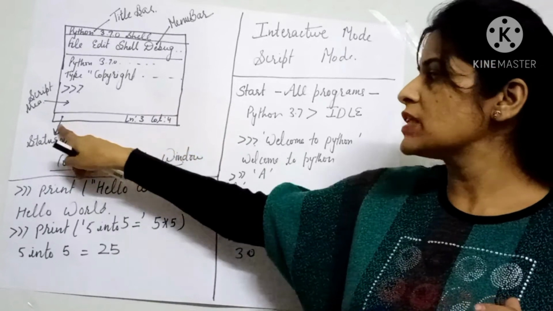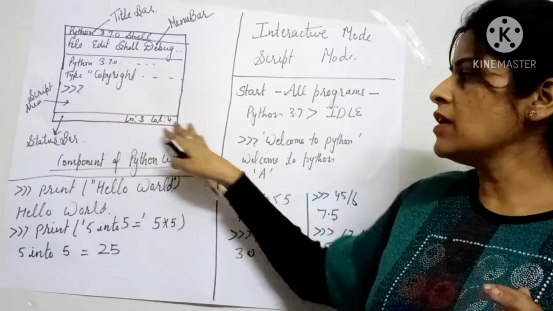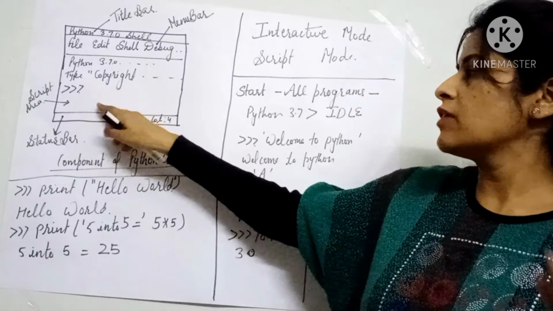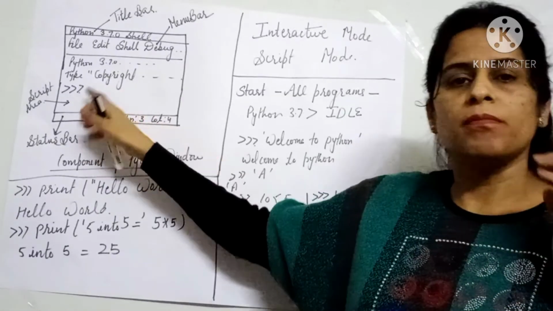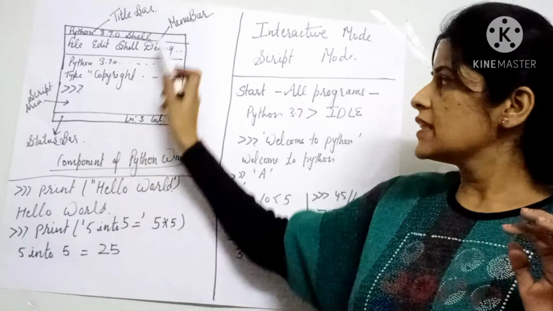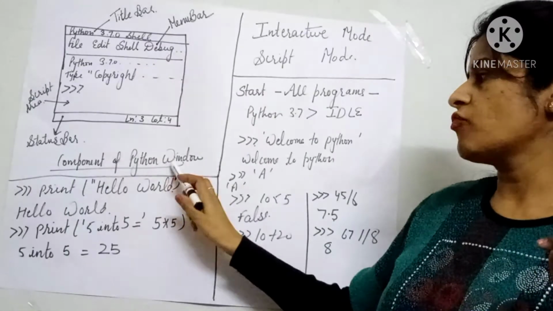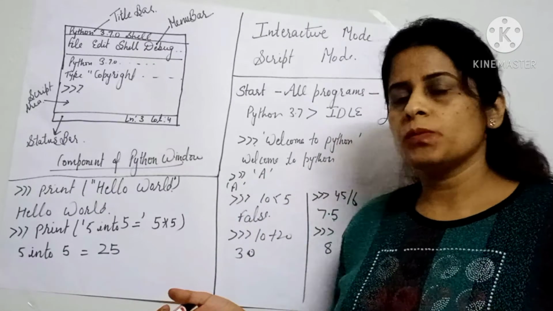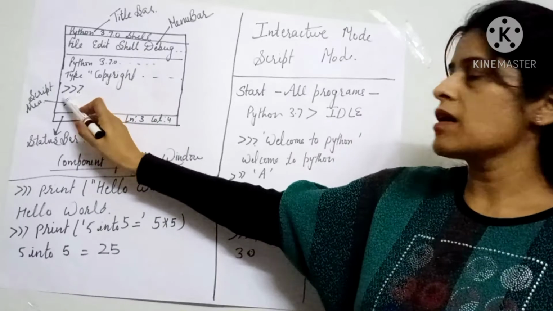After that, it will show the status bar, which shows the status of your window, where we are now. For example, if we are on line 3 and column number 4, it will show you that. So these are the components of the Python window. Now how will we work on this window? We will work on this command prompt.